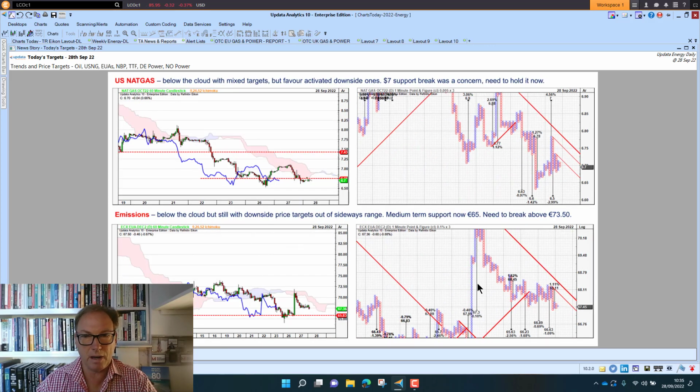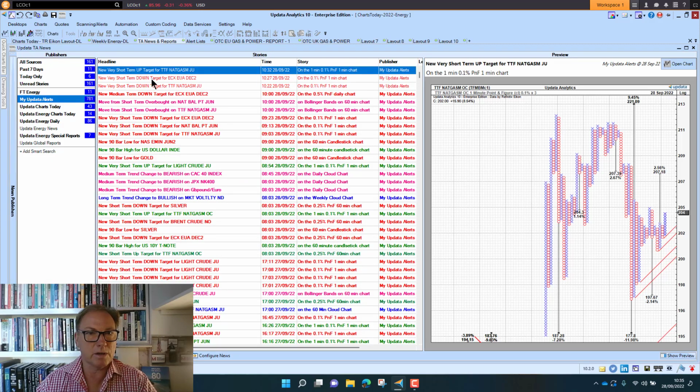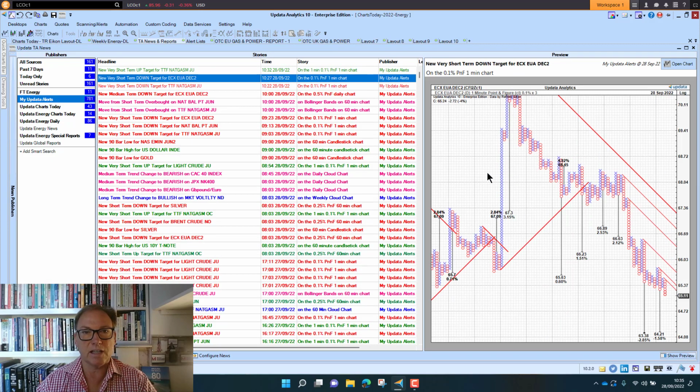Emissions was another one where we had downside targets, and I note from those alerts that we have new downside targets kicking in since then. So these were the downside targets this morning when we put our report out. New downside targets. That's the key thing, is the report's the start of the day, but it's watching how the picture evolves through the rest of the day.